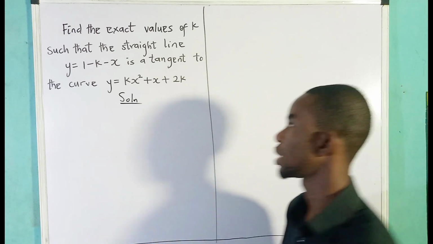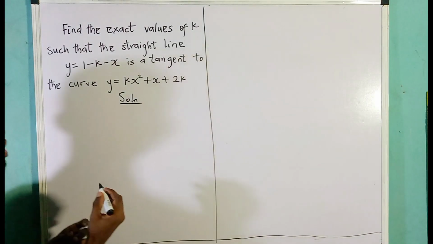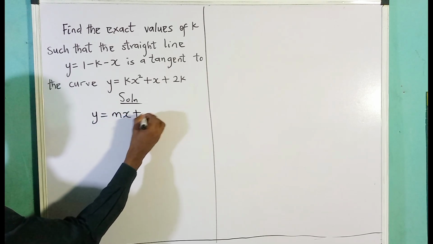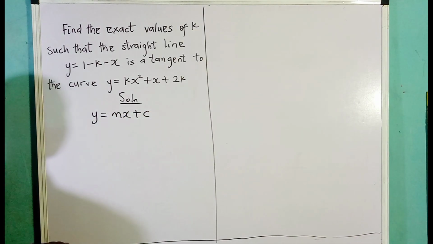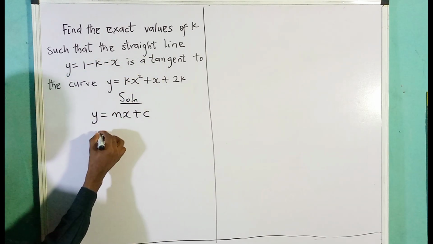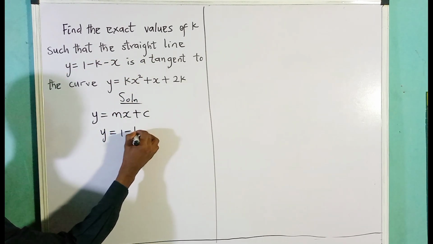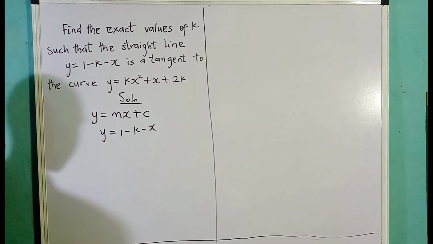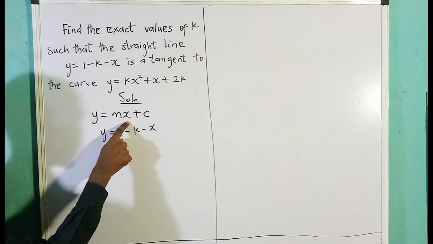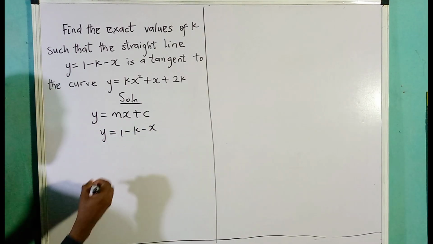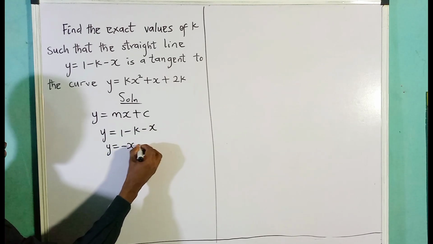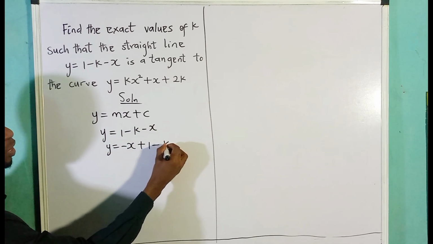I'm going to move to this side. The equation of a straight line is given as y equals mx plus c. Okay, now from this question, this is the straight line equation we are given, y equals 1 minus k minus x. Now I'm going to rewrite it so that I have x first, then the constant terms. So it means that y will be equal to minus x, then plus 1 minus k.